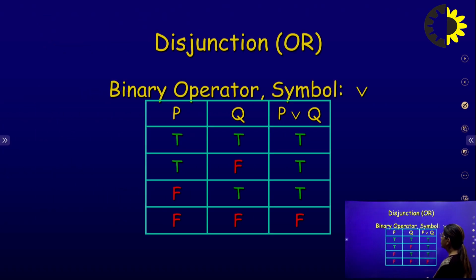Now the disjunction operator, in which at least one statement has to be true, right? See here, P is true, Q is also true, then OR is true. In the second row, this one is true, this one is false. So at least one of them is true, then it becomes true. Here also, this one is true, so it is true. Both are false, then it has to be false, right?